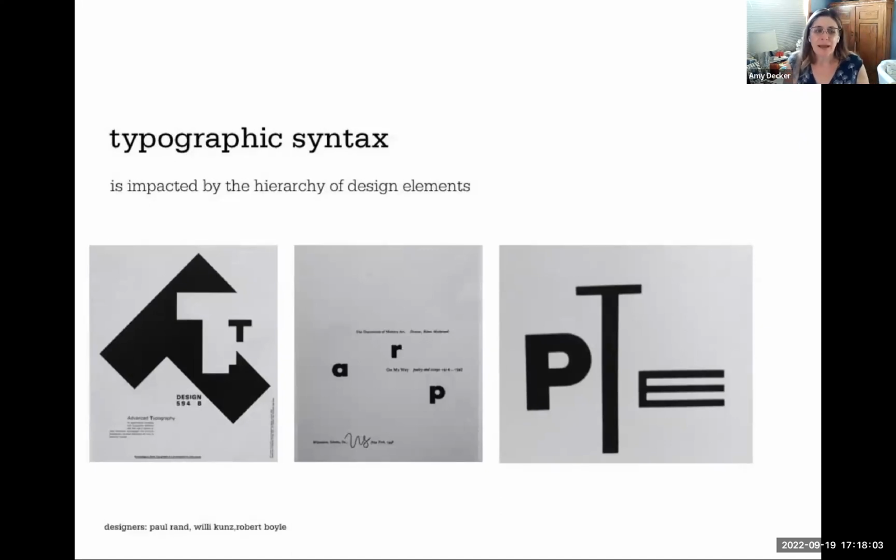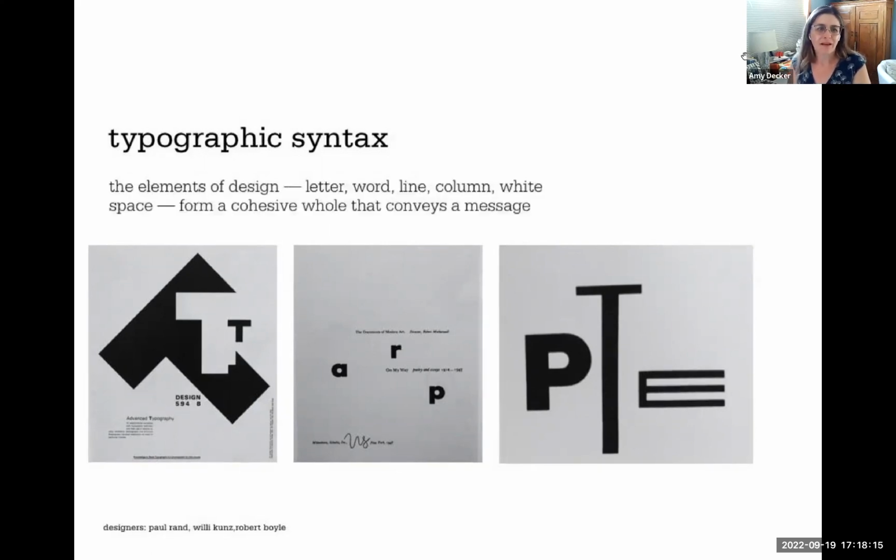Typographic syntax is impacted by the hierarchy of design elements. Here's some examples by designers Paul Rand, William Kuntz, and Robert Boyle. The elements of design, letter, word, line, column, white space, form a cohesive whole that conveys a message. So we're using the whole space, the whole page to tell a story through type.